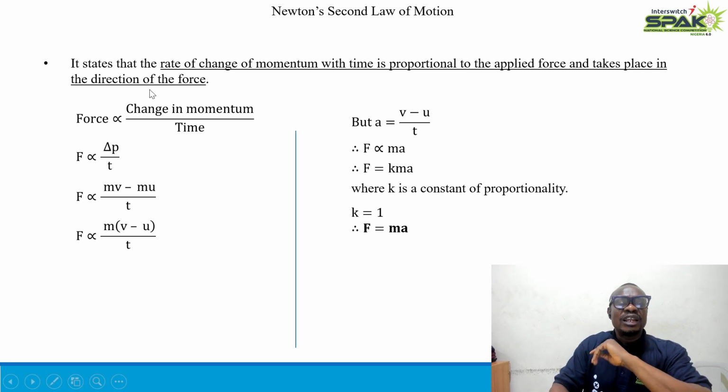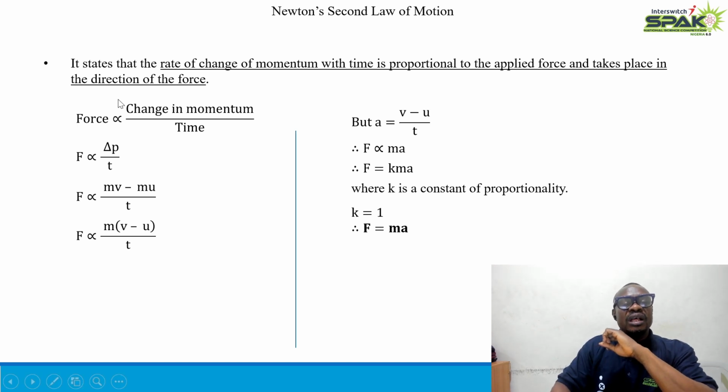Okay, so let us look at the mathematical expression of what we have here. The force is directly proportional to the change in momentum, over time, the rate of change in momentum with time. So this is how it is expressed mathematically. F, proportionality sign here, then this symbol here means change. Delta means change. Change in what? In momentum. This is the symbol for momentum.